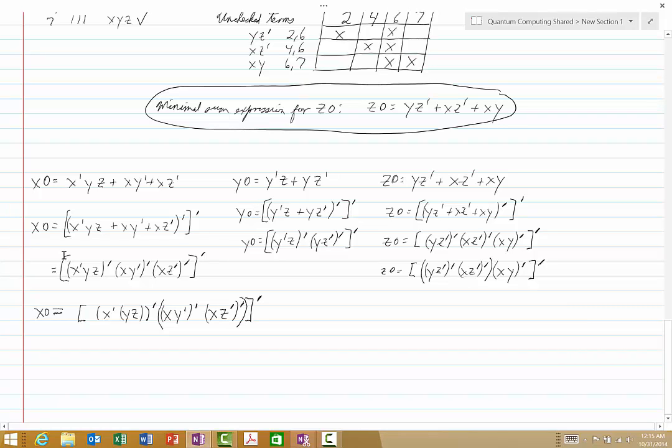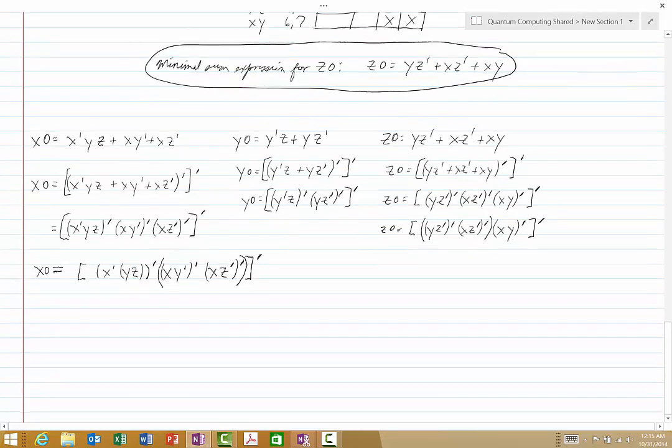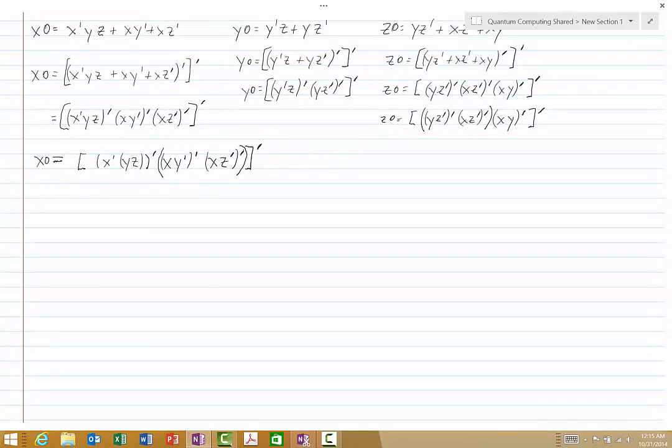Okay. So now we have all of our expressions, and so now let's try to implement this. And now, what we would like to do is the following. We'll have one line for x, one line for y, and one line for z.